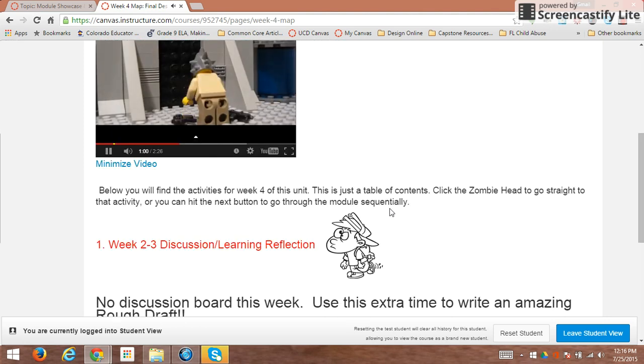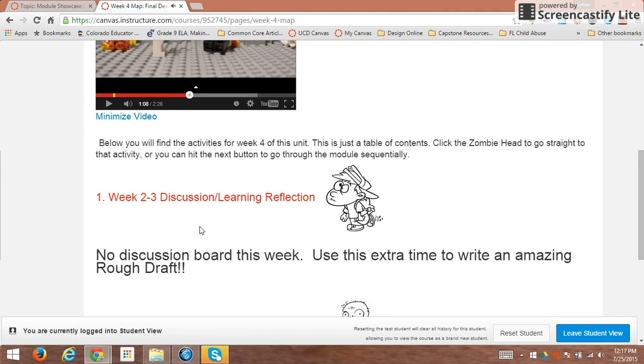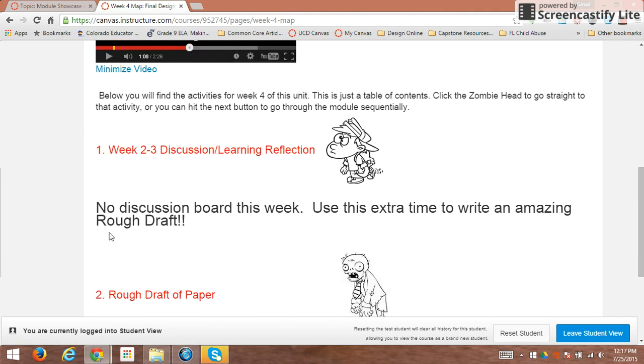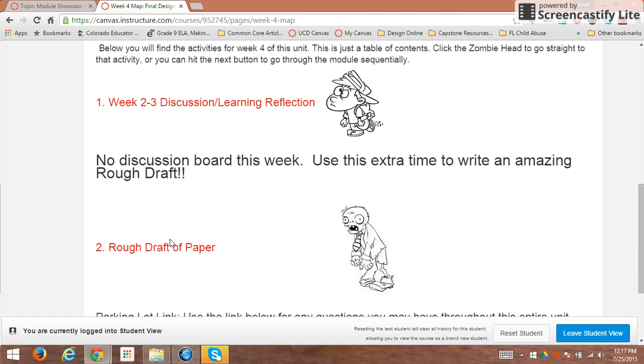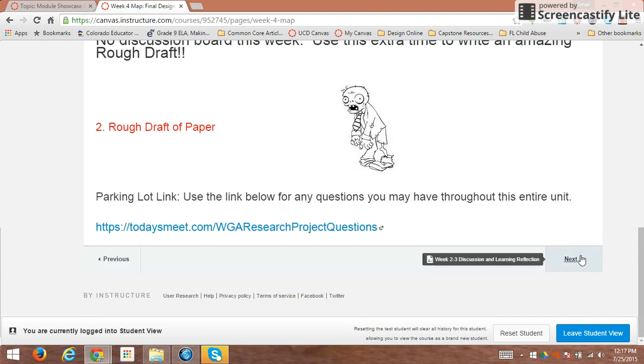Moving forward. For the previous weeks, they would do a reflection from their week 2 discussion and the learning that they had from the previous 2 weeks. For this week, I've actually given them a break. No discussion board this week. I want them to use the extra time instead of engaging in that discussion board to focus on their rough drafts, and then a parking lot.